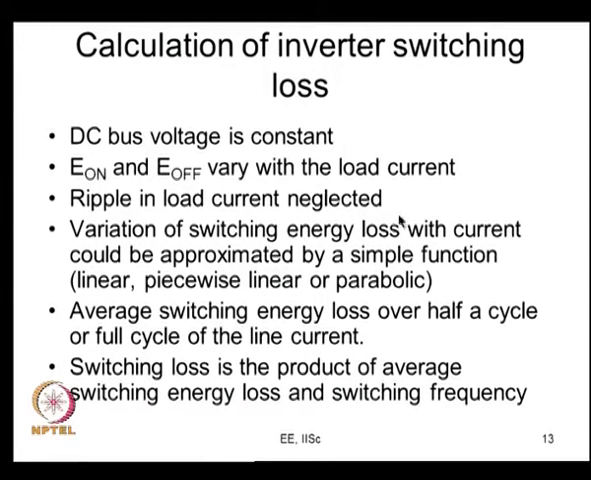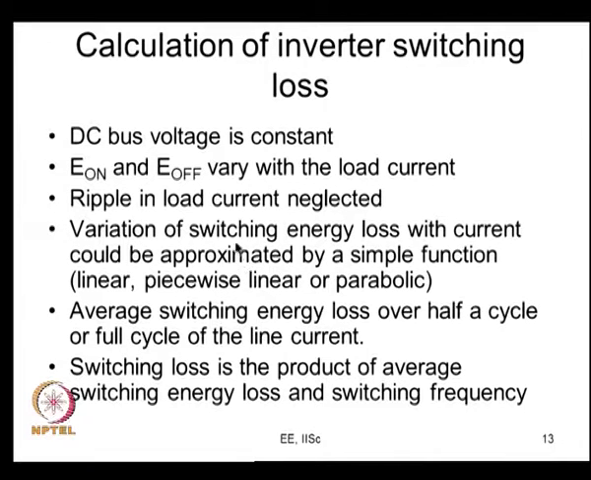What you now need to do is look at the variation of the switching energy loss, that is, the variation of E on and E off with current. If the current varies in a sinusoidal fashion, E on and E off would also vary roughly in a sinusoidal fashion. E on can be expressed as a function of I, and similarly E off as a function of I. This data will be available from the data sheet. You might be able to approximate that relationship by a simple function, sometimes a linear function, sometimes a piecewise linear function, or a parabolic function. Some such approximations might be possible.